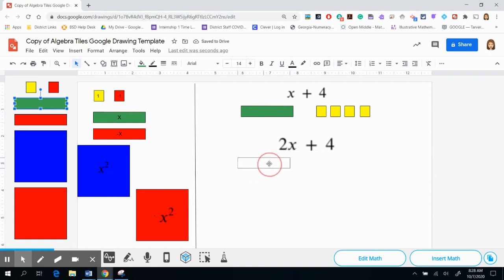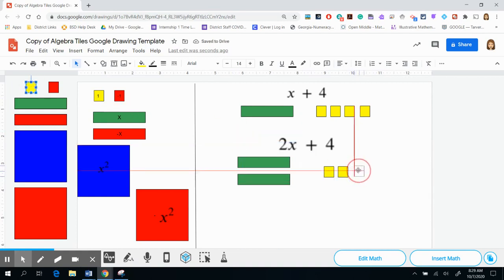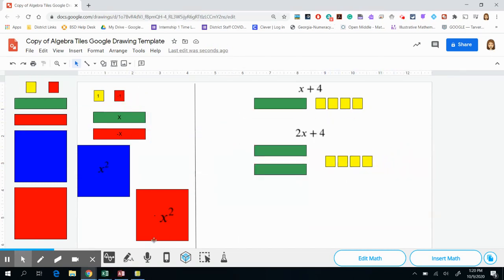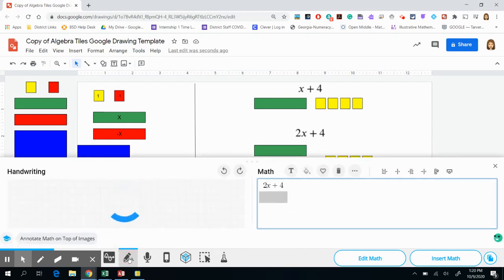So let's go ahead and build that. 1 group of x, 2 groups of x, and 4 groups of 1. 1, 2, 3, 4. We're going to go ahead and create another one.